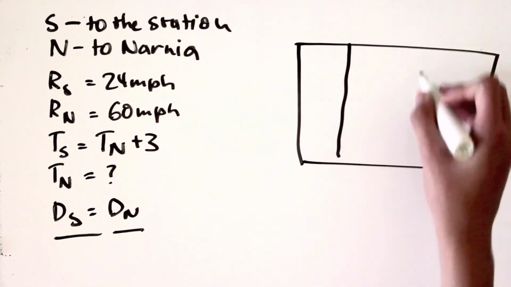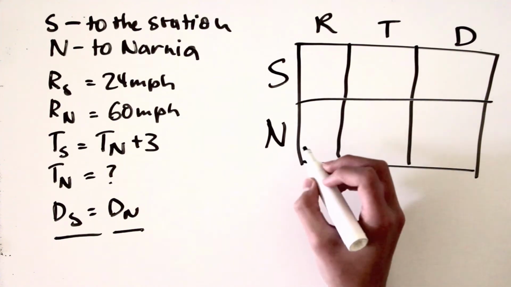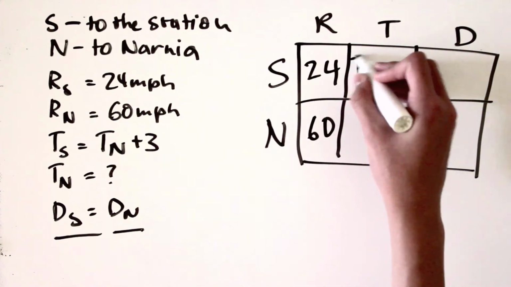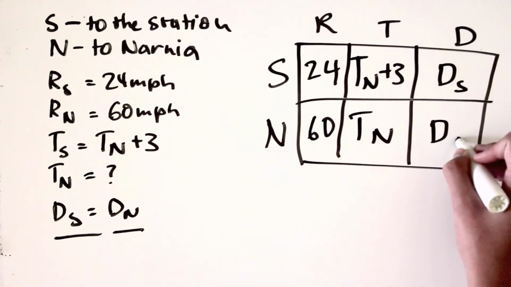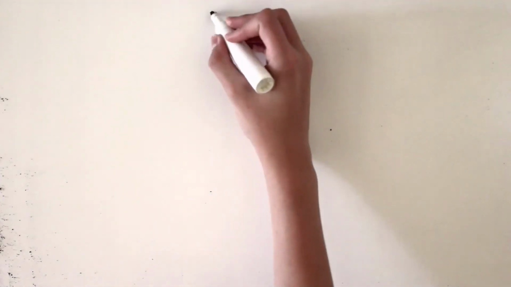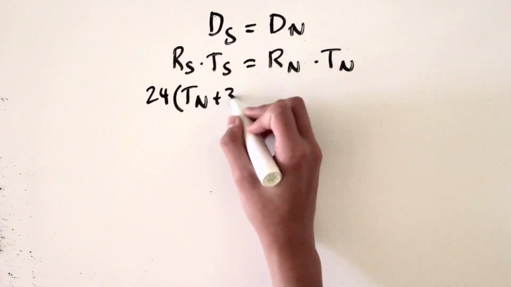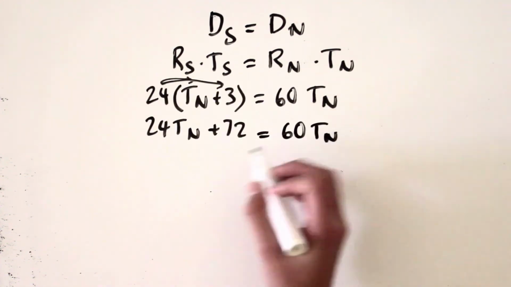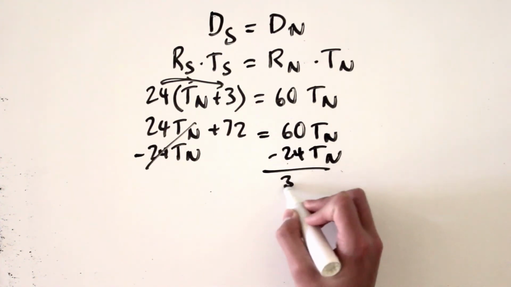We put the information into a box. First, 24 and 60 go into the rate column, and t sub n plus 3 and t sub n go in the time column, and then the equal distances in the last column. As I have said numerous times already, the distances are equal, so that means the rates and times must also be equal. We plug in the values and find out that 24 t sub n plus 72 equals 60 t sub n because of distributive property.